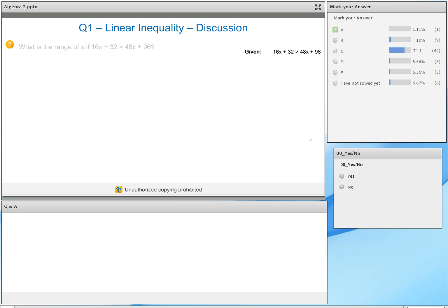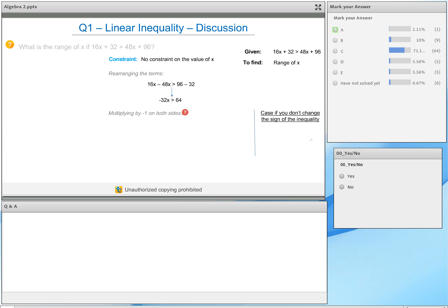Linear inequality, relatively straightforward. We need to rearrange the terms here. We need to find the range of x. There's no constraint on the value of x. Now we rearrange the terms. What we get is minus 32x is greater than 64. The main point that you had to keep in mind was that you flip the sign of the inequality when you take away the negative sign. So basically, when you're multiplying both sides by a negative number, you need to flip the sign of the inequality.